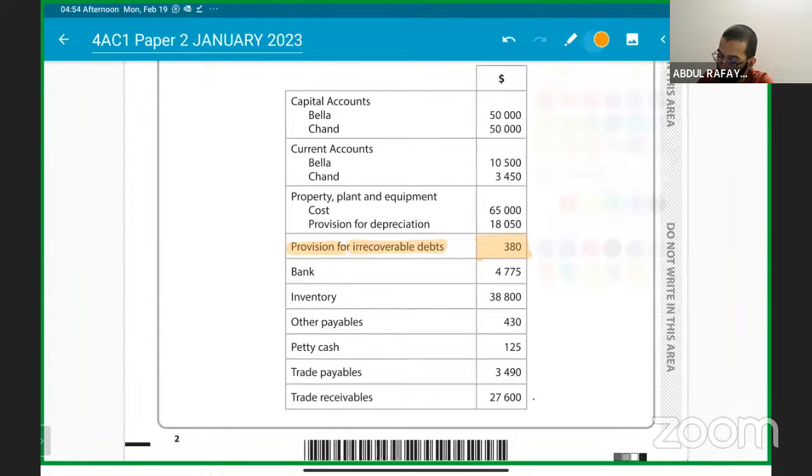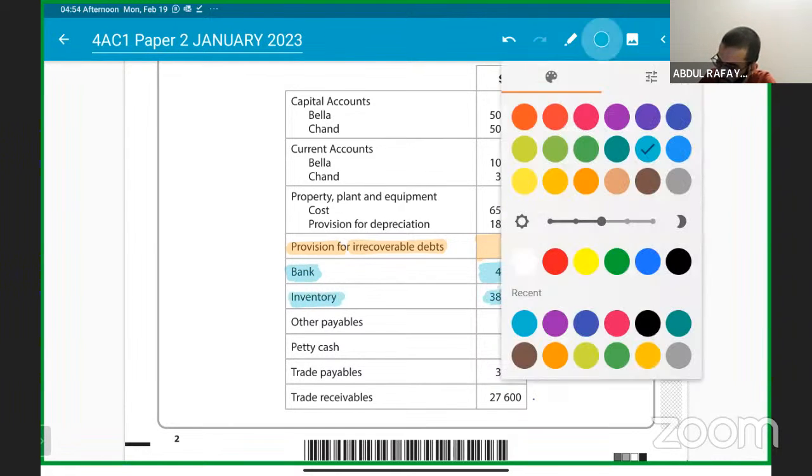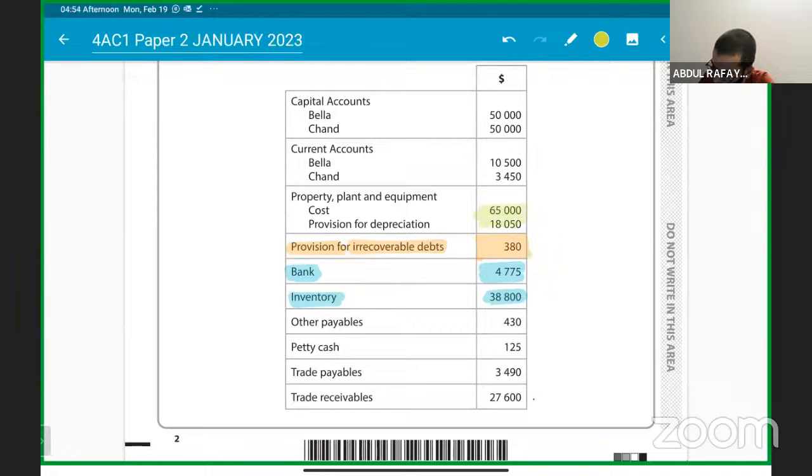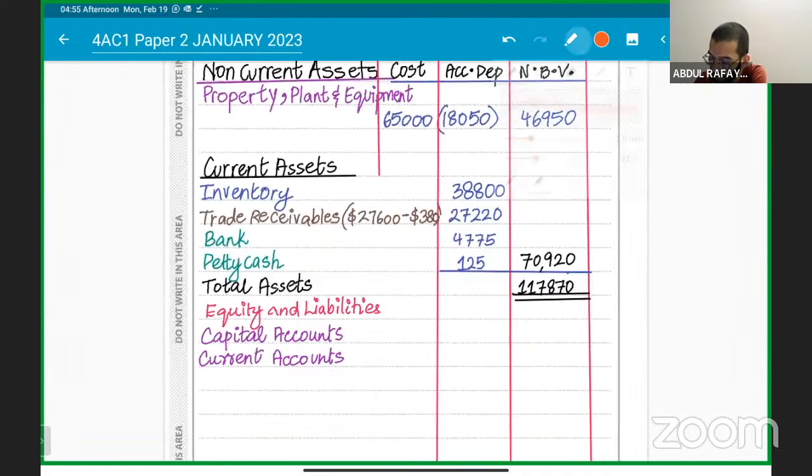Then what are their capital account balances and current account balances? And make sure you highlight all of those that we have already taken into account. We have taken the bank value into account, the inventory, the property, plant, and equipment as well, right? Petty cash as well, and trade receivables as well. So these adjustments are already taken. So now only four things are left: capital accounts, current accounts, trade payables, and other payables.